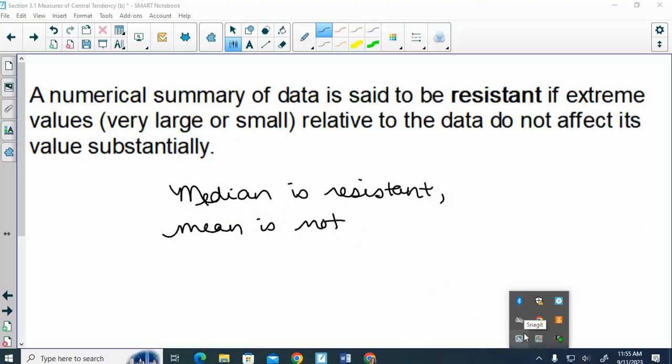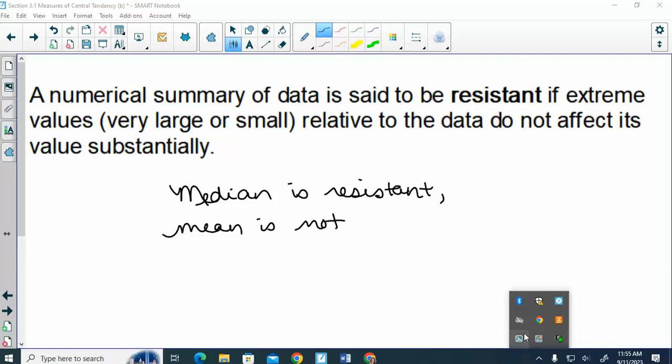We have nice bell-shaped data. Then the median is the middle, the mean is the middle. So the mean and median are the same in perfect bell-shaped data. What do you think happens if our data is skewed right?